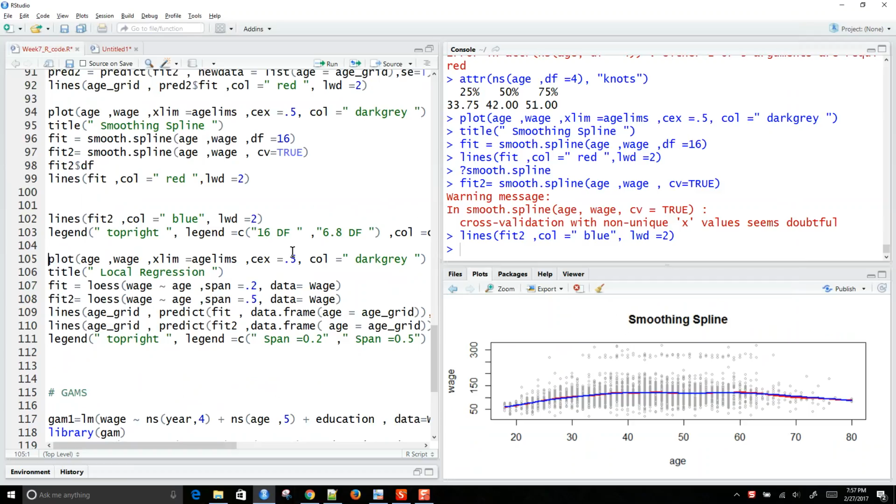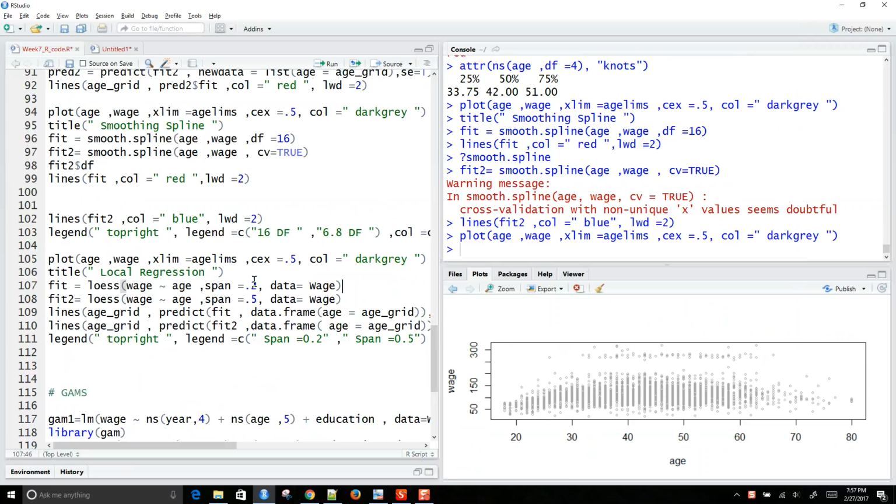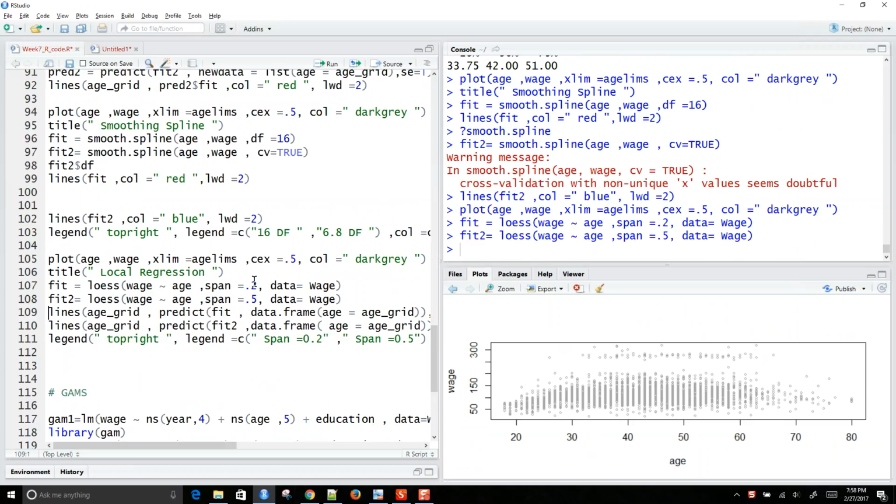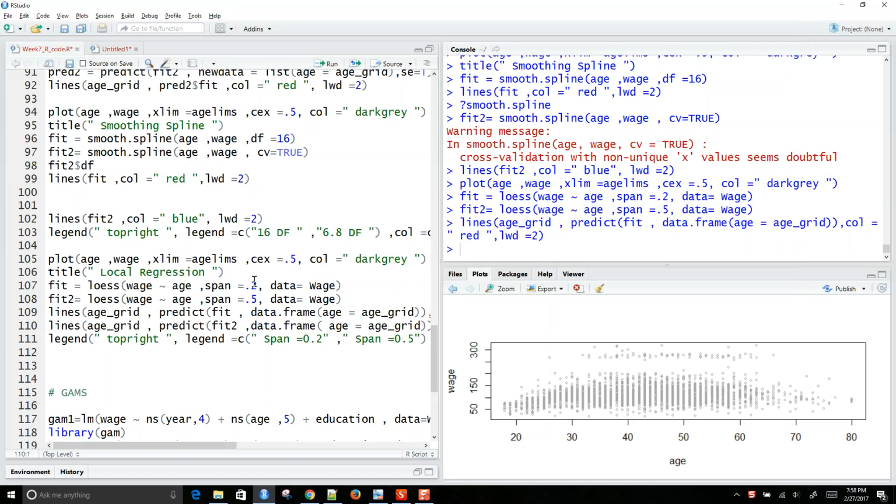Okay, so we got fit 1 and fit 2, and we'll plot this. And again, the red line is the one with the smaller window, so that's going to get more wiggly, and then the blue line has the wider window, so that's going to get more smooth.